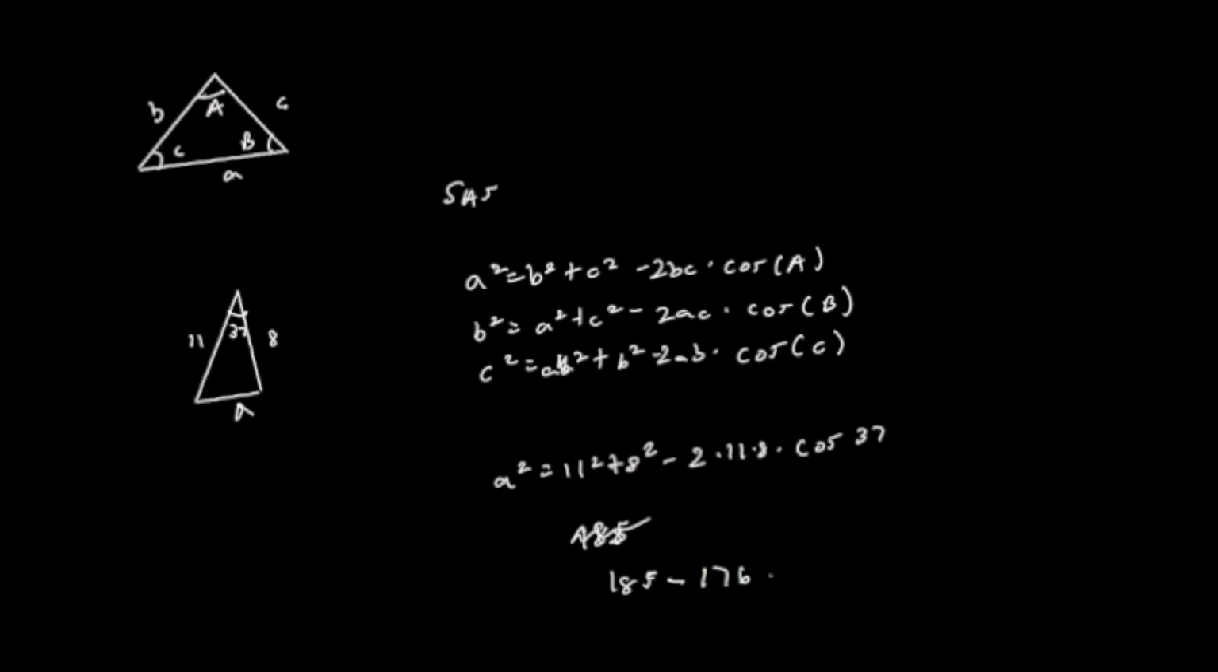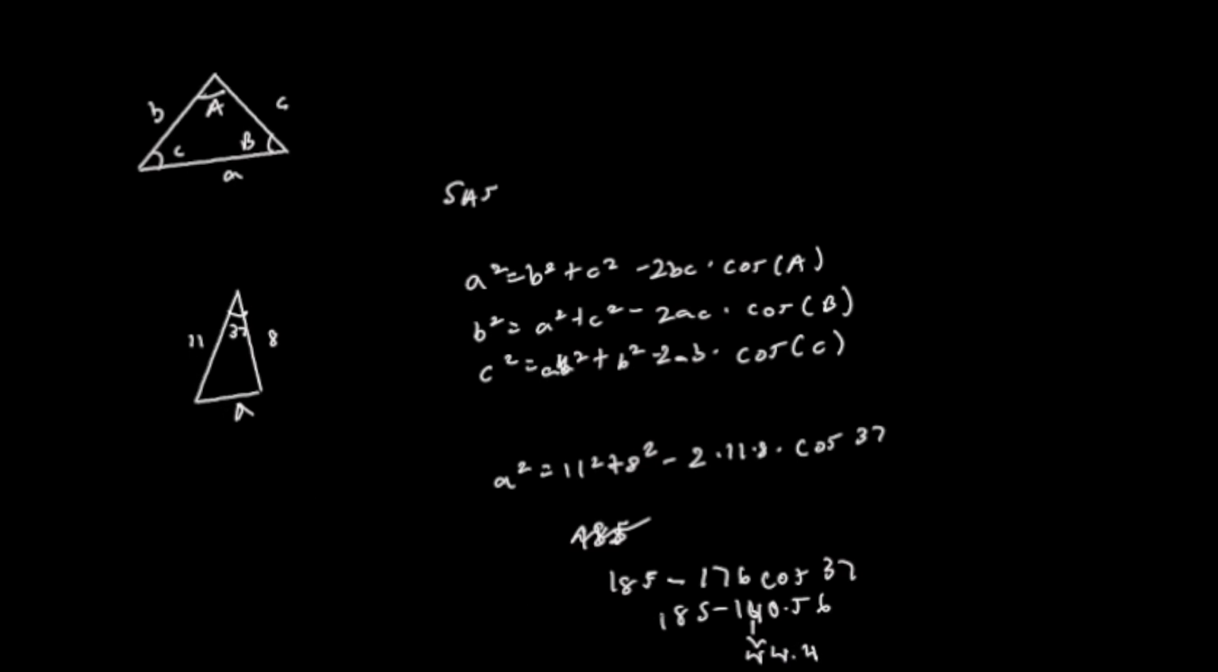So if we multiply 176 times the cosine of 37, remember whenever you're doing cosine, sine, or tan, your calculator always has to be in degree mode. You do 176 times cosine of 37, you get 140.56. So 185 minus 140.56, and you end up getting a value of 44.4 for your side length here.